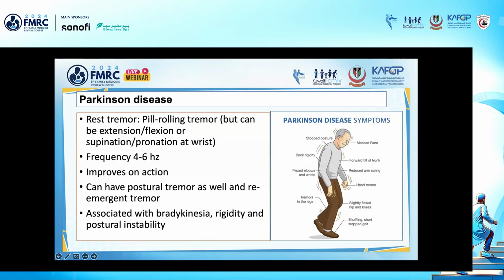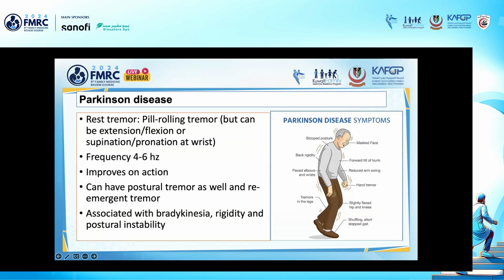Okay, we'll move to Parkinson's disease. Parkinson's disease is characterized by rest tremor, which is usually characteristically a pill rolling tremor, but could be extension, flexion, supination, and pronation at the wrist. Usually it is slower than the essential tremor. It improves on action. They may have postural tremor as well. And of course, you all know that Parkinson's disease has other symptoms such as bradykinesia, rigidity, and postural instability.